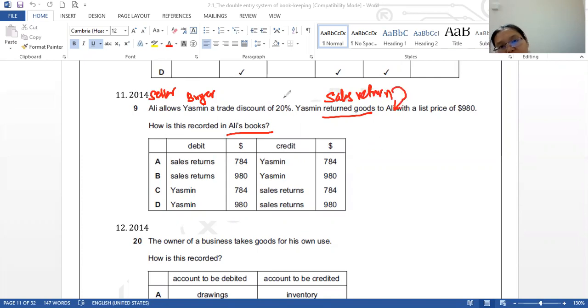When bought with 20% discount, now on return we must also deduct 20%. So how much is the net amount to be recorded for the sales return? You take 980 times 80%, which is 784. So your double entry will be debit sales return, credit Yasmin, because Yasmin returned the goods. So your answer for 11 is A.